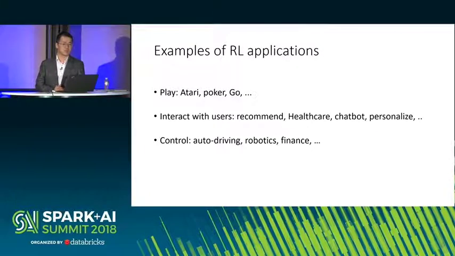Reinforcement learning applications are becoming increasingly popular in the last 2 or 3 years, even though reinforcement learning has been developed and discussed for almost 30 or 40 years. Some popular applications include playing games, like the popular Go, and interacting with users. People are using it to build recommendation systems and chatbots, and for driving, robotics, or finance.